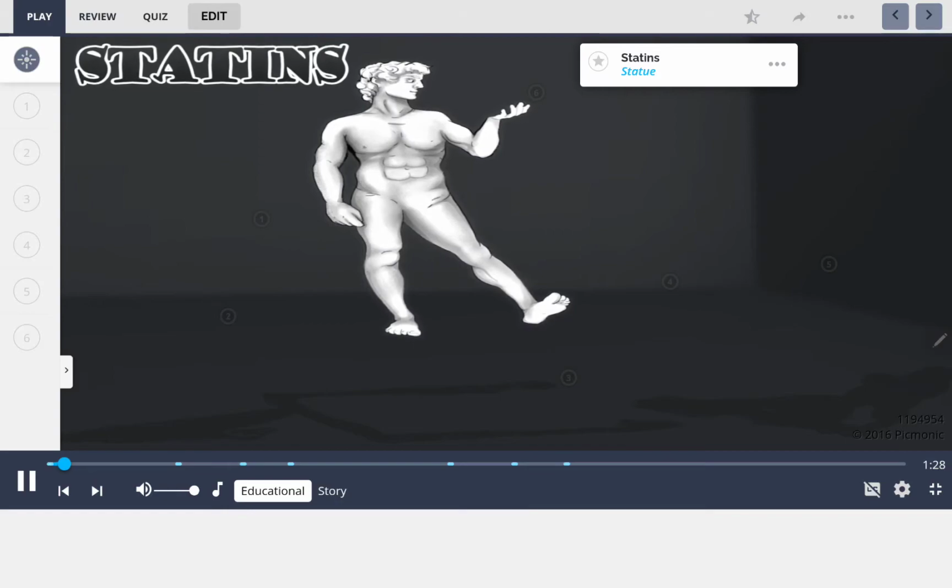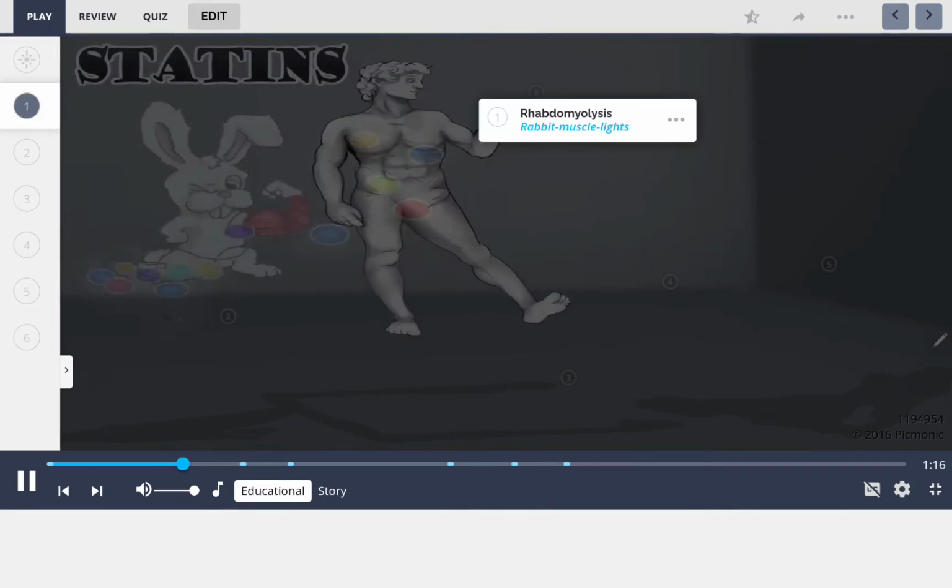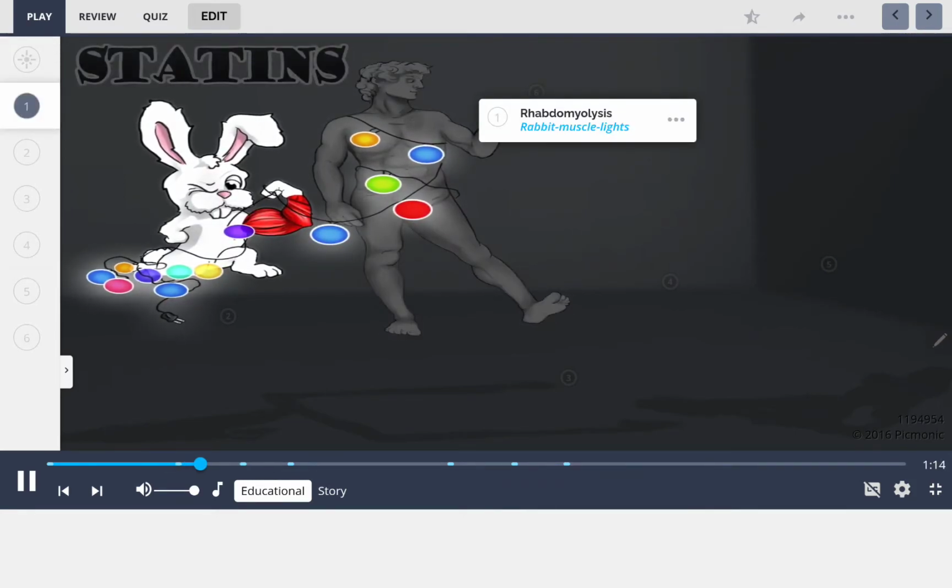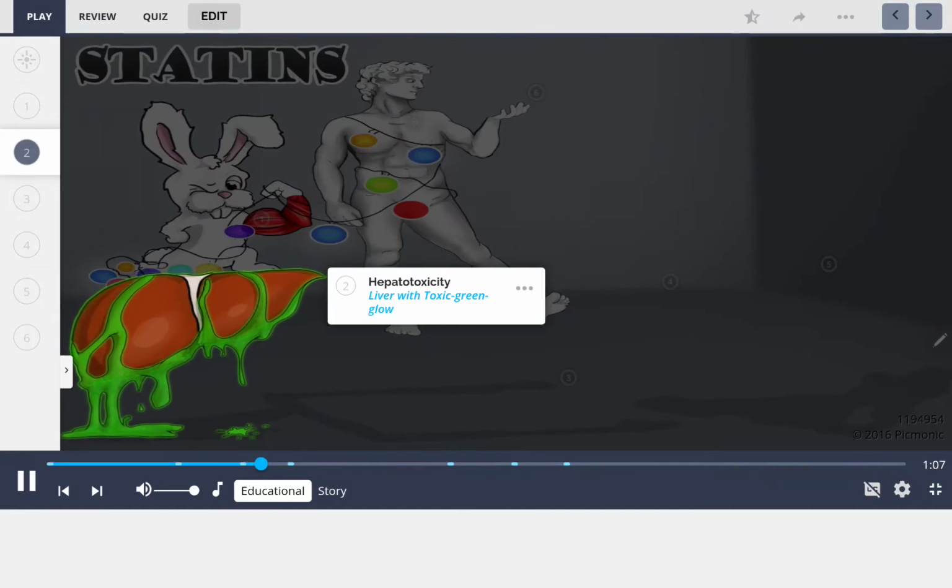Statins, portrayed as the statue being decorated by the rabbit throwing a party, are cholesterol-lowering drugs commonly used to prevent hyperlipidemia in conditions like stroke and myocardial infarction. Adverse effects can include rhabdomyolysis, the rabbit with muscle and lights, which is the breakdown of muscle cells, and hepatotoxicity, the liver that is covered in the toxic green chemical.